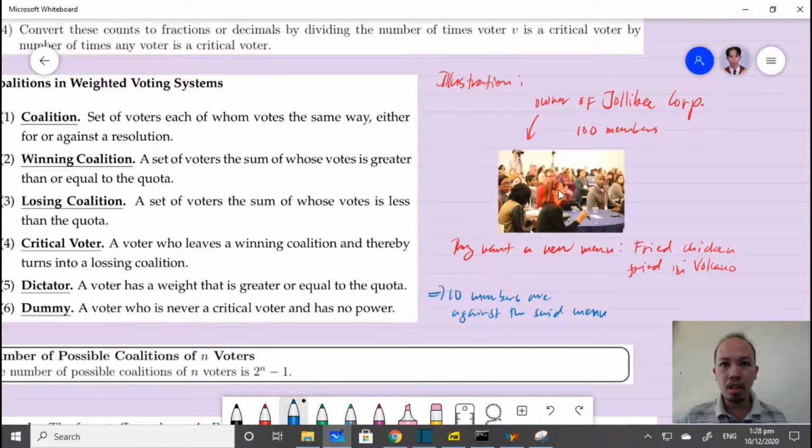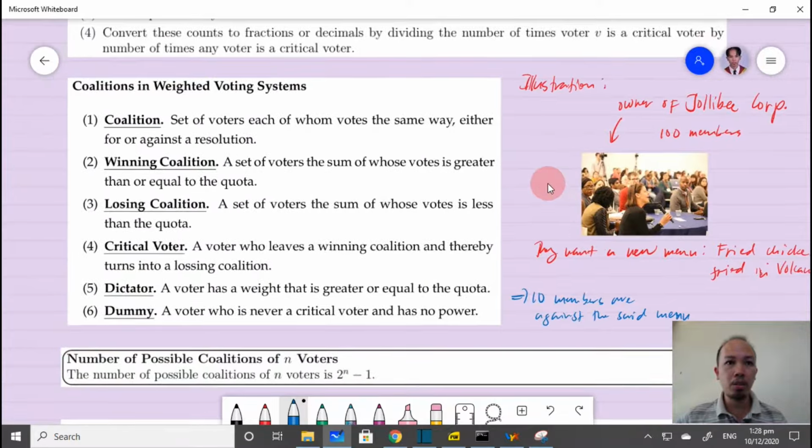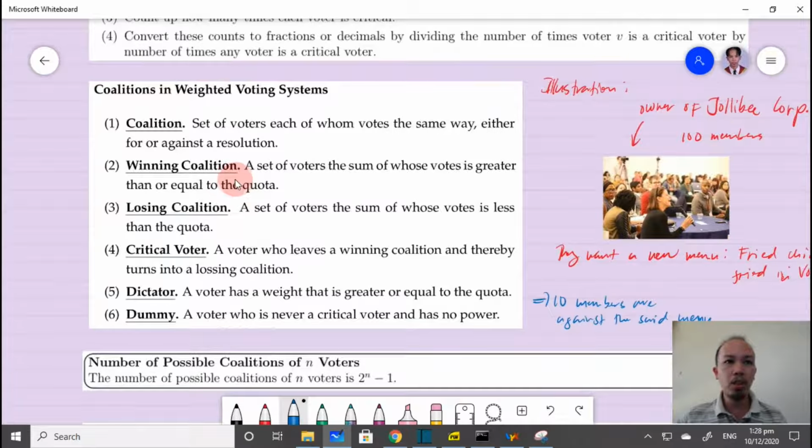Maybe she does not belong to another coalition, or maybe she belongs to another coalition again. Okay, so that's what we mean by a coalition. The winning coalition, as you can see here, is a set of voters the sum of whose votes is greater than or equal to the quota.